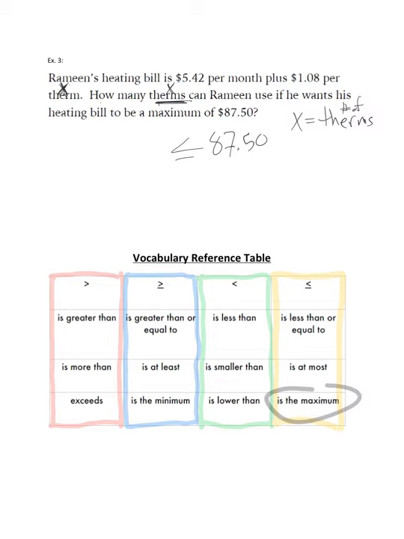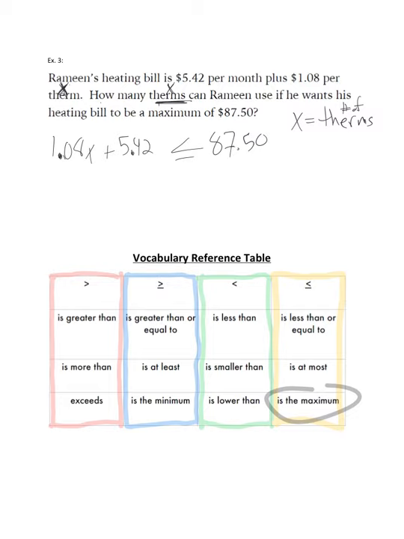So to come up with the left side of our inequality, we're looking at that first sentence. Ramin's heating bill is $5.42 per month plus $1.08 per therm. So therm is a variable, so we're going to take the $1.08 and multiply it times x. Then we're going to add on the monthly fee of $5.42. So here we have our inequality: 1.08x plus 5.42 is less than or equal to 87.50.